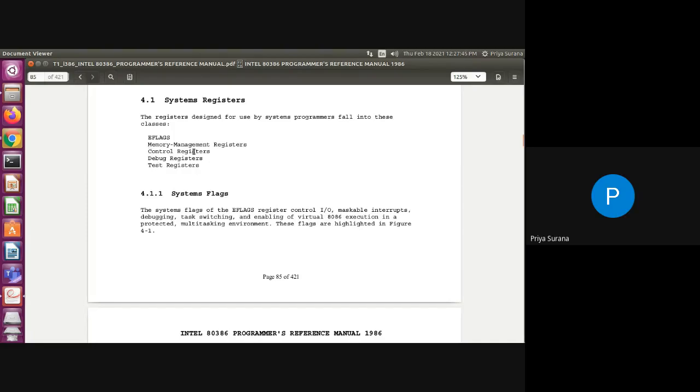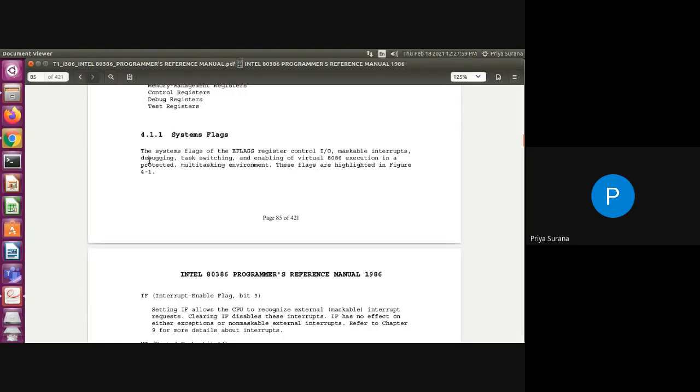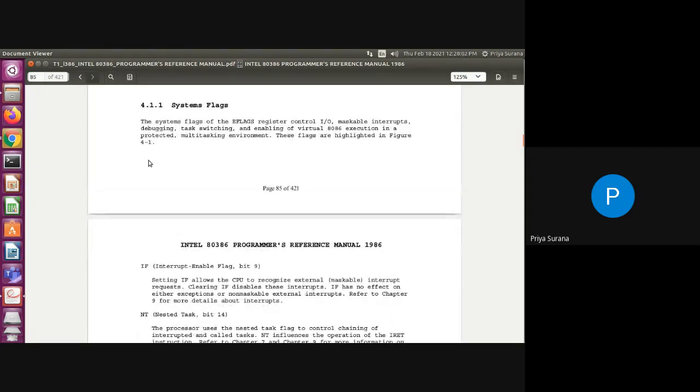We discussed all these registers, that is, control register with its size and format. Debug register, how many debug registers and their sizes, we discussed. So I will just revise those things, and then we will go to the instructions which come under the instruction set as system instructions. Okay, and there are some system flags also.